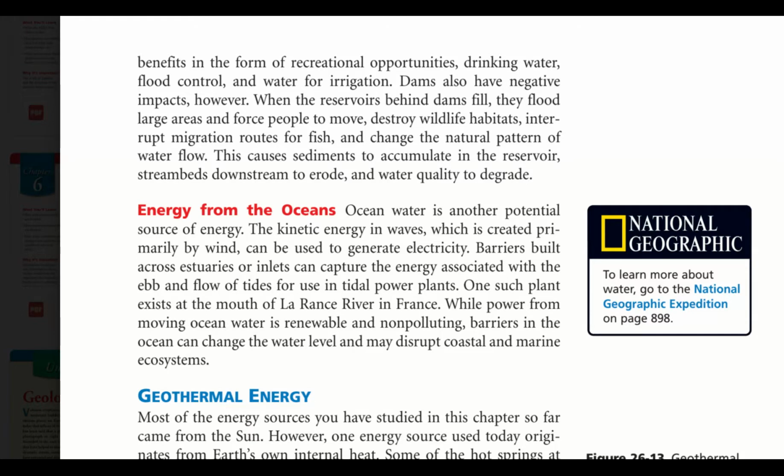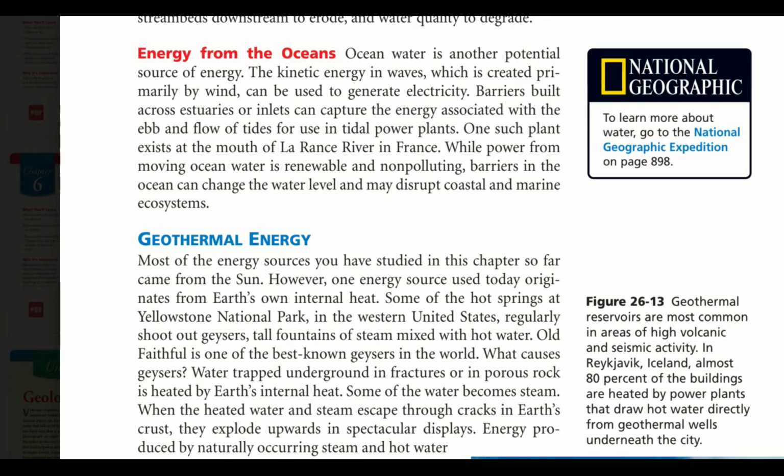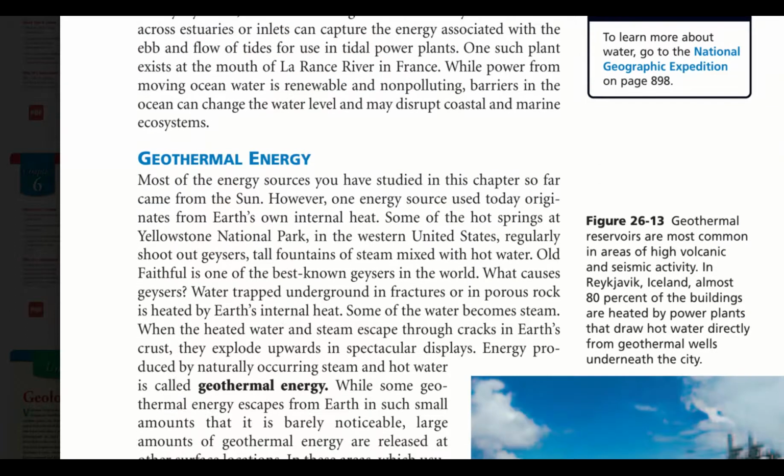Energy from the oceans. Ocean water is another potential source of energy. The kinetic energy in waves, which is created primarily by wind, can be used to generate electricity. The barriers built across estuaries or inlets can capture the energy associated with the ebb and flow of tides for use in tidal power plants. One such plant exists in the mouth of the Rance River in France. While power from moving ocean water is renewable and non-polluting, barriers in the ocean can change the water level and may disrupt coastal and marine ecosystems.